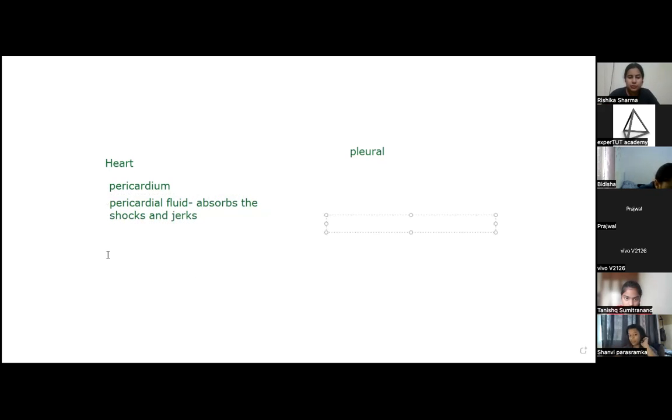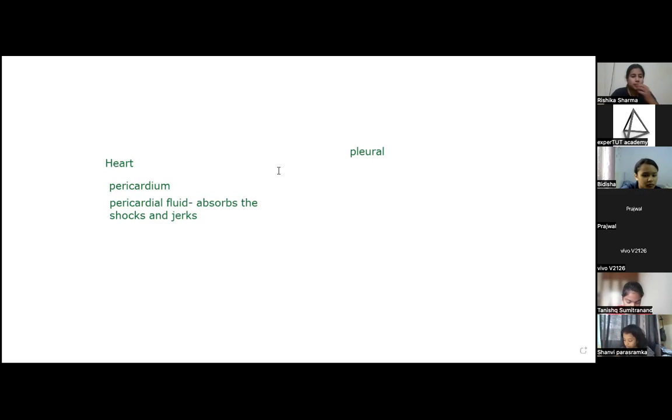I've written it also. Should I erase? Ma'am, where's the fluid located? Fluid is located in between the pericardial membrane. Pericardial membrane ke beech mein, suppose this is your membrane, okay, then between the membrane you will have the fluid. And this whole membrane along with the fluid will be protecting your heart. It will be the outer covering for your heart. Okay. Should I erase this?